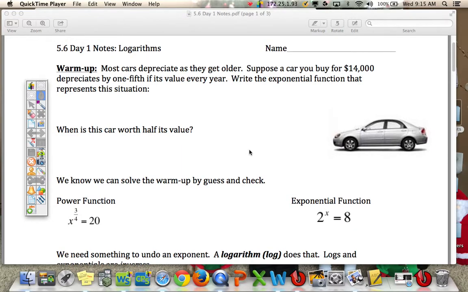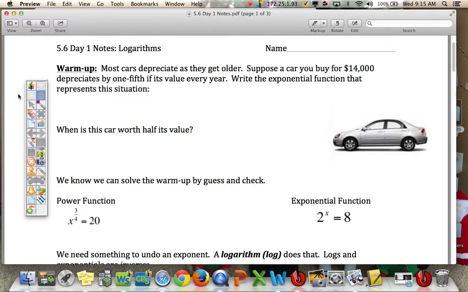Today we're going to look at something called logarithms. So far this chapter we've looked at exponential functions and we know two ways to solve. You can find a common base or use guess and check. Today we're going to go over the mathematical way that you can solve for an exponent.